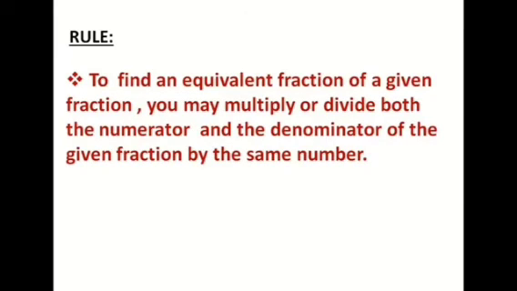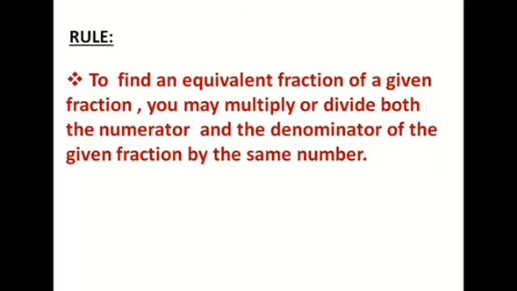Here is the rule for finding equivalent fractions. What does the rule say? When you are finding an equivalent fraction, you have to multiply or divide both the numerator and the denominator by the same number, and only then will you get the equivalent fractions. So to find an equivalent fraction of a given fraction, you may multiply or divide both the numerator and the denominator of the given fraction by the same number.